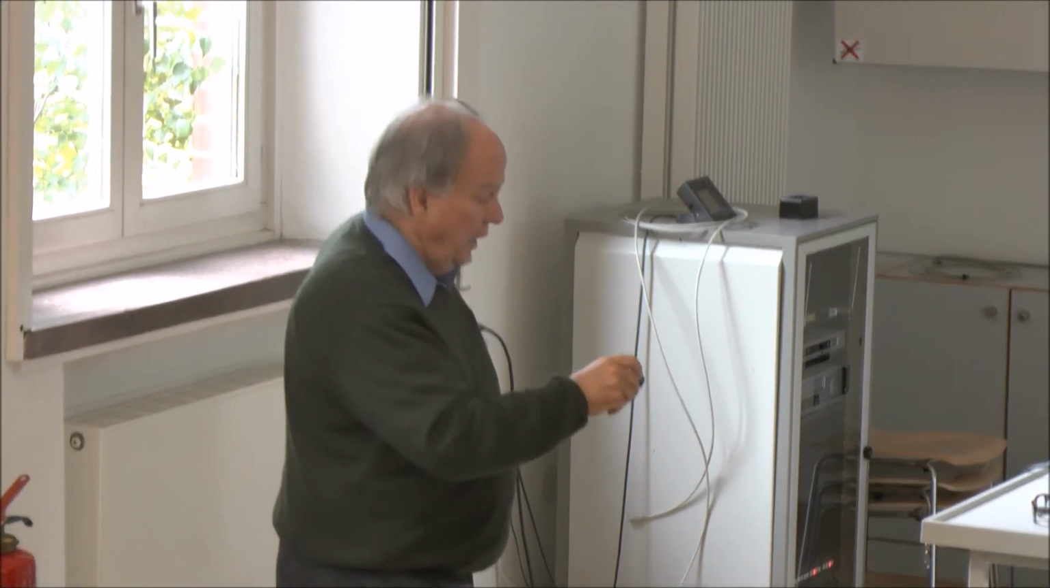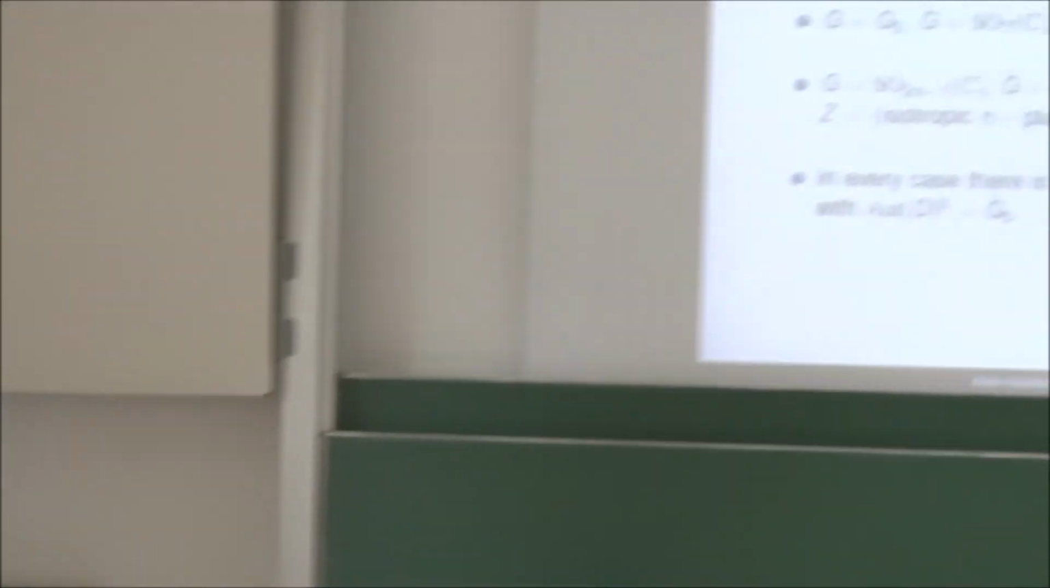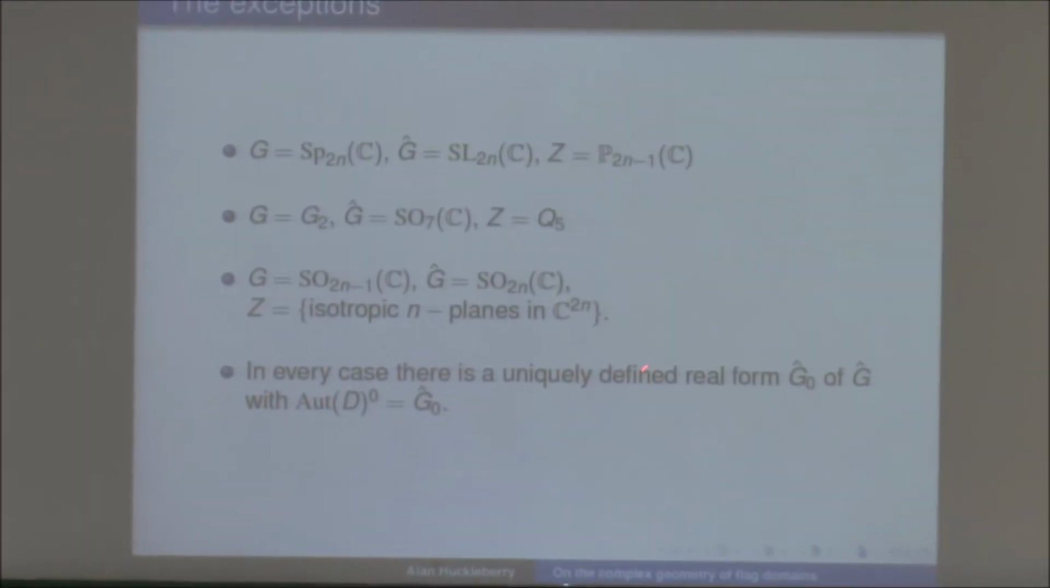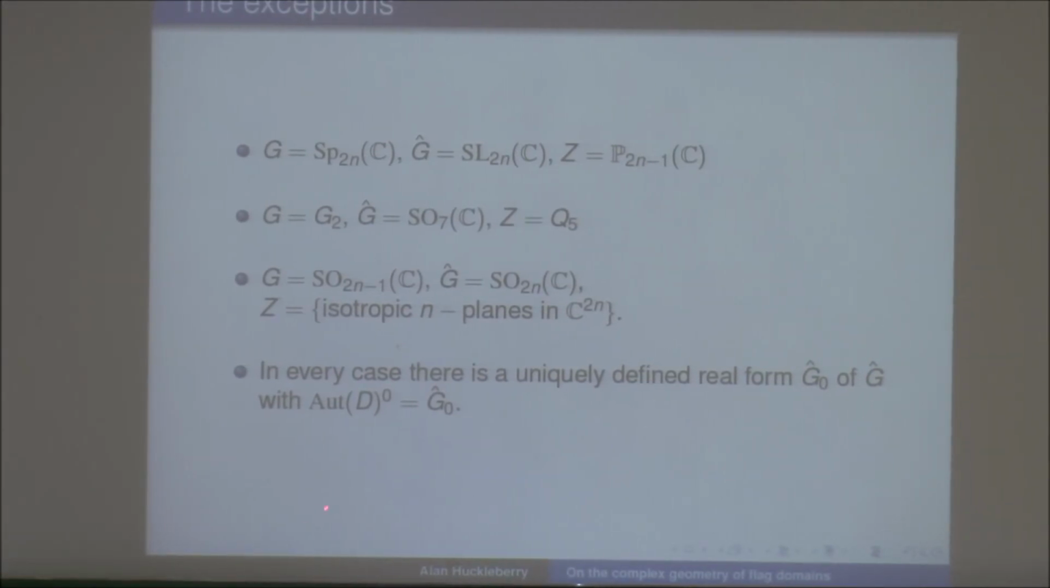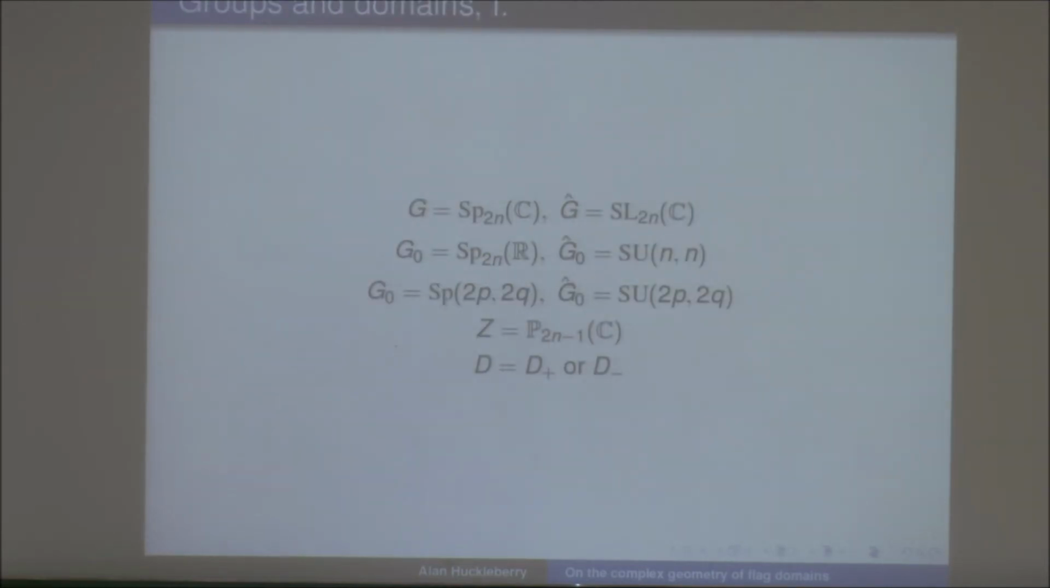So in every case, here's the theorem. There's a uniquely defined real form G0 of G hat, so that the automorphism group is in fact this real form. I made the mistake at the beginning of choosing the small real form. But from the point of view of the domain, it's that. And I just for fun wrote here what goes on if you want. So the domain sort of refers to the real form. That's what we should remember.